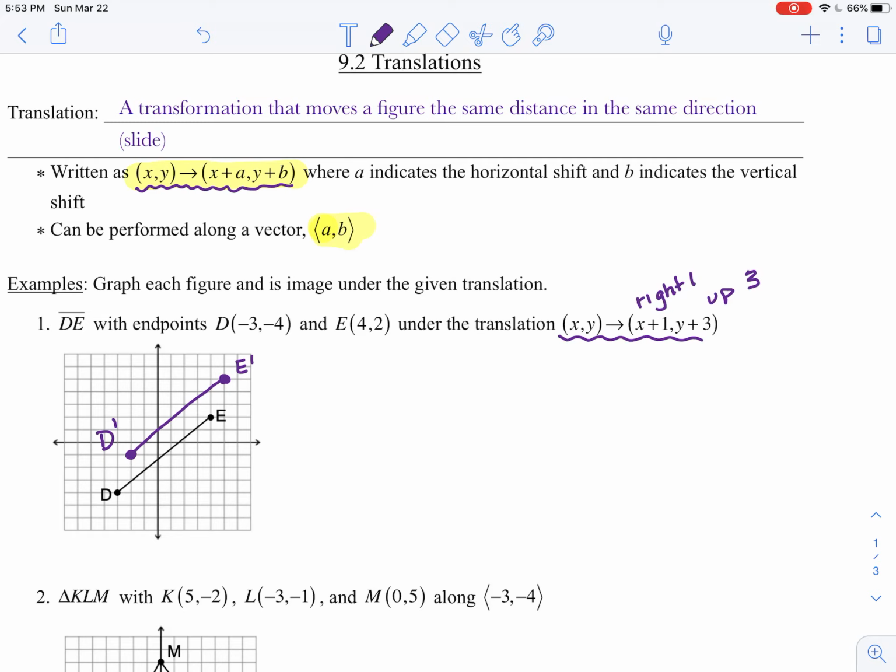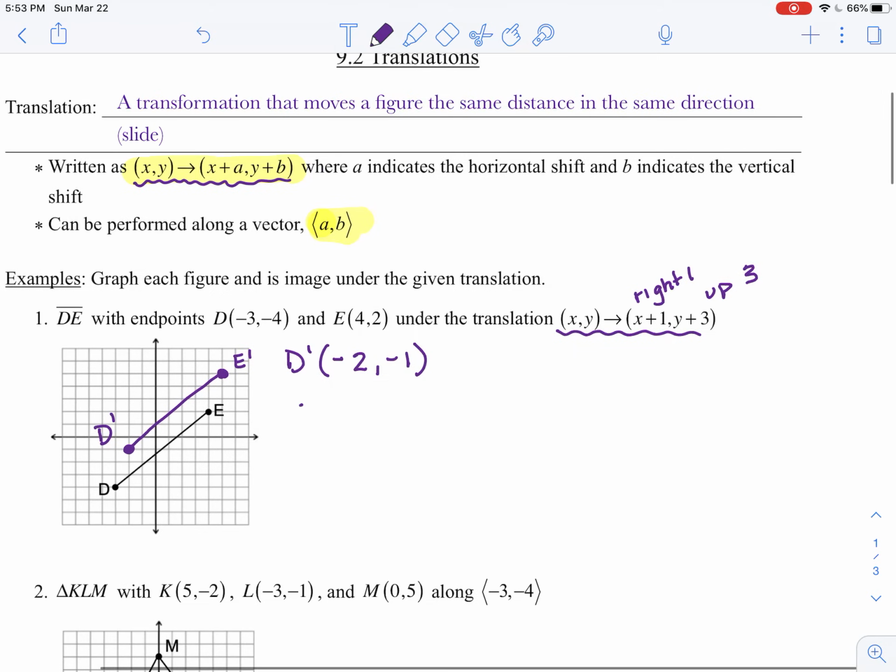For each of these questions, you should show the coordinates of your image. So D prime, if I count the coordinates, ends up at -2, -1. And E prime ends up at the coordinates 5, 5. So the first way to do each of these questions is to use your graph, count the boxes, and move each vertex accordingly.